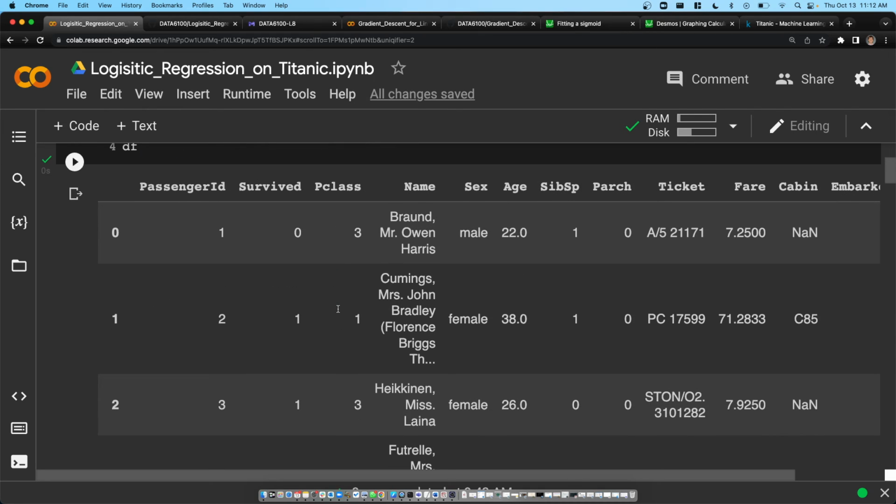There's their passenger ID, whether or not they survived, that's what we're trying to predict, 0 or 1. Their P class is, are they a first class, second class, or third class passenger? So you're like rich or not rich, right? Male or female and so on. How many siblings they had on the boat, their ticket and stuff like that. For some of them, we know what cabin they were in.